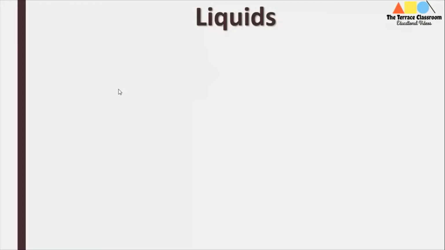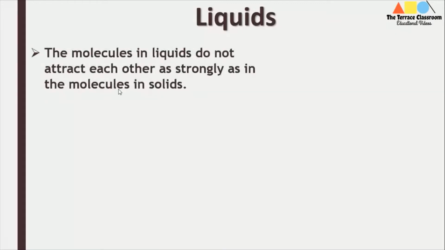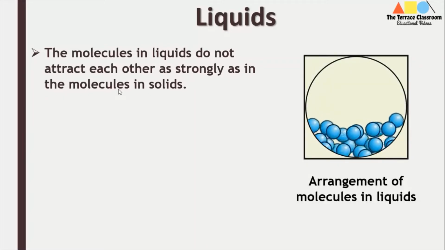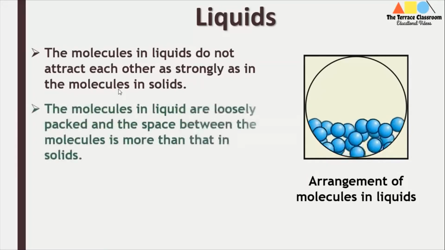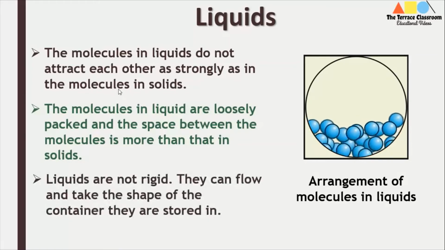Next, we will learn about liquids. The molecules in liquids do not attract each other as strongly as the molecules in solids. In the image given here, you will be able to see that the particles of liquids can move much more freely. The molecules in liquids are loosely packed and the space between the molecules is more than that in solids. Liquids are not rigid. They can flow and take the shape of the container they're stored in.